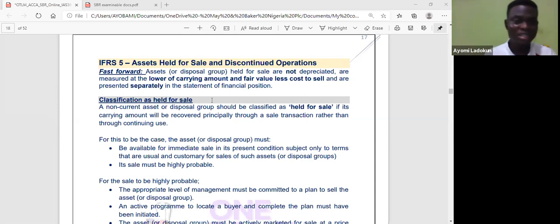So the asset must be available for immediate sale in its present condition. What does that mean? If I wanted to sell my mouse, for example, it must be in a saleable condition. Listen up. It must be in a saleable condition. You see, the trick of the examiner is they paint scenarios that will confuse you. Okay?